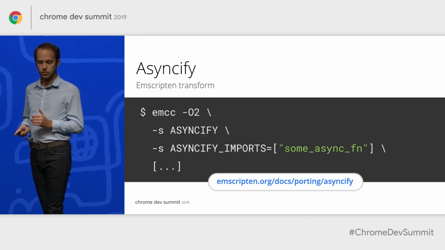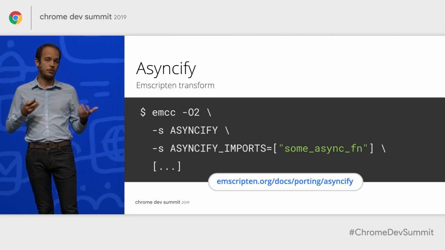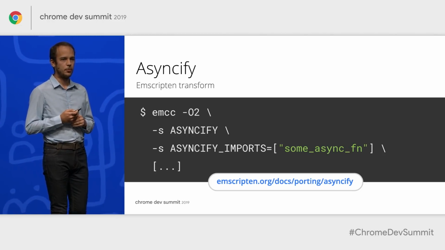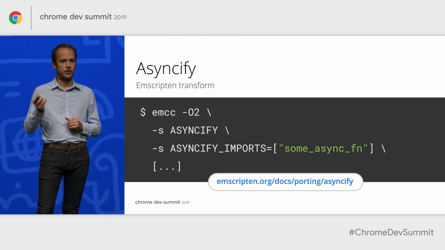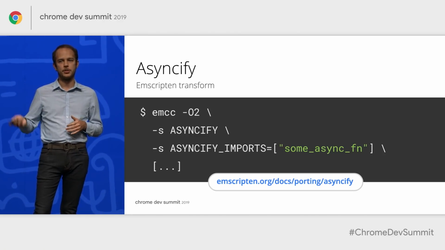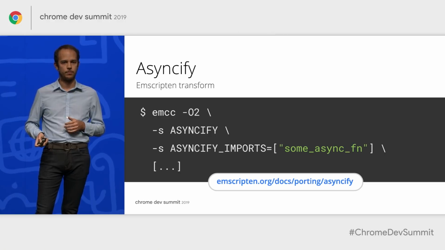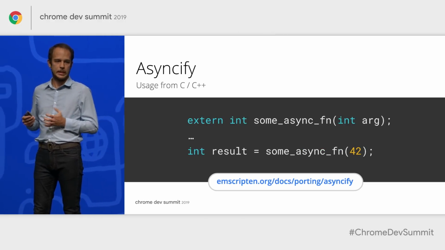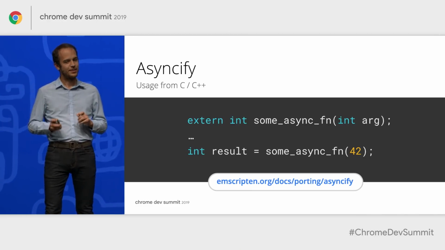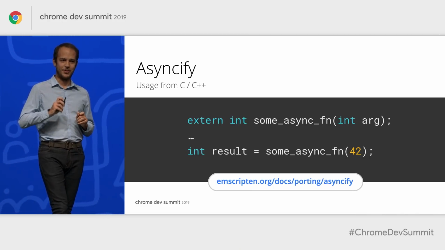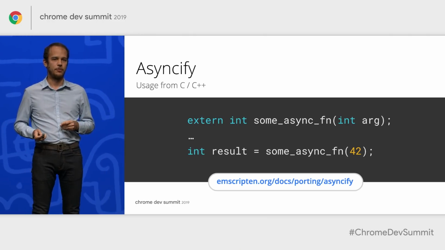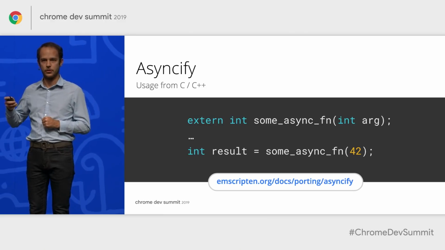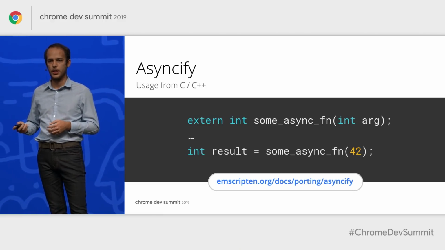This is quite similar to await in JavaScript, but applied to native functions and with no changes to your own code. In order to use it from Emscripten, you need to pass a special parameter -s ASYNCIFY and specify which imports should be treated as asynchronous. Then in your code, you can use regular function imports and invoke them as any other functions, while Asyncify does magic under the hood.